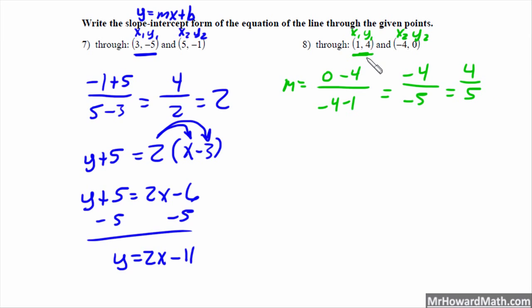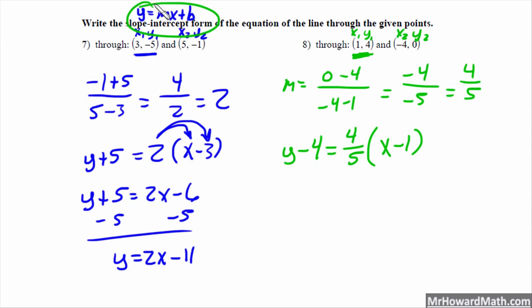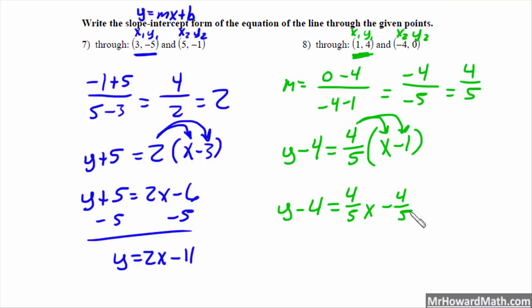So I will choose this point. You could choose either point. I'm choosing this point here to write it in point slope. So that would be y subtract 4 equals my slope is 4/5. I found that in the previous step, times the quantity x subtract 1. For slope-intercept, which is what they want this form to be, I need to distribute and then get y by itself. So y subtract 4 equals 4/5 x minus 4/5.